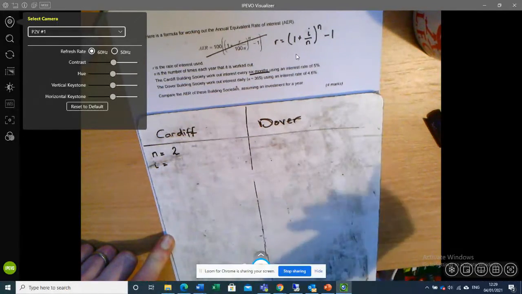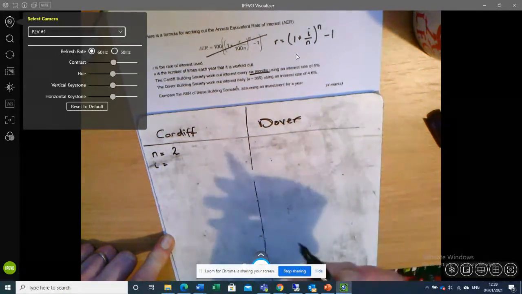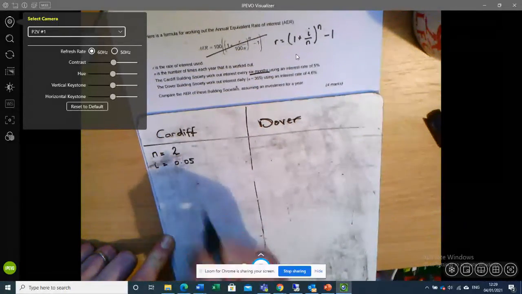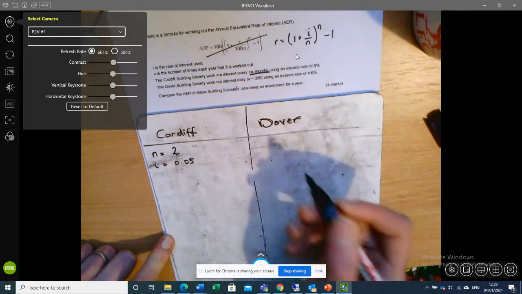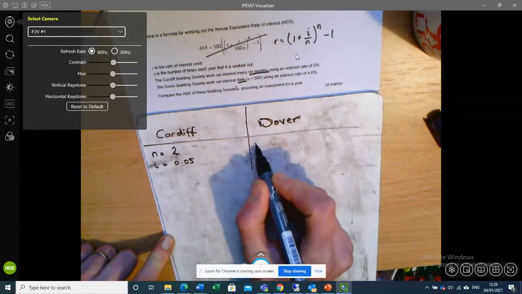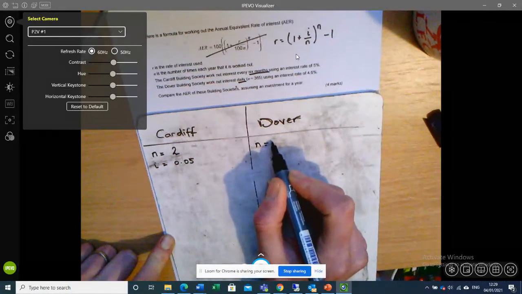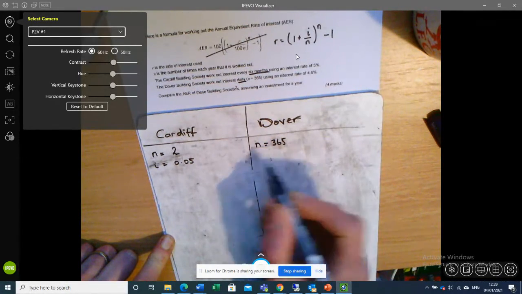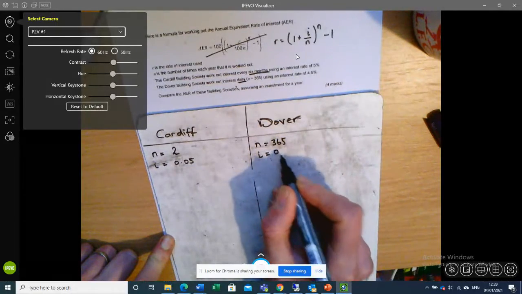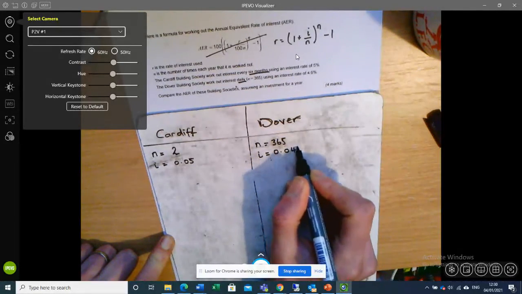I is equal to 5%, so that's 0.05. Let's do the same with Dover. Dover is calculated daily. So as you told us, N is going to be equal to 365. And my I is 4.6%, 0.046.